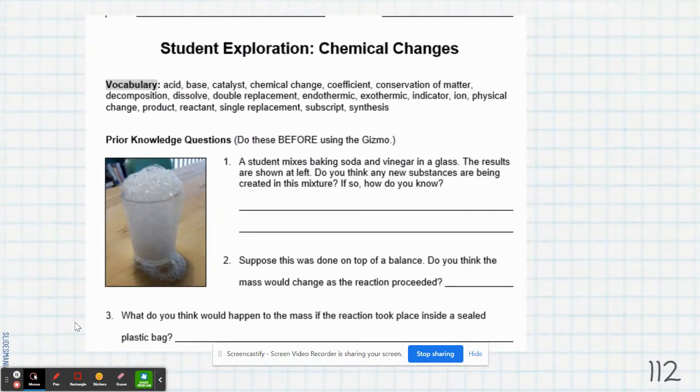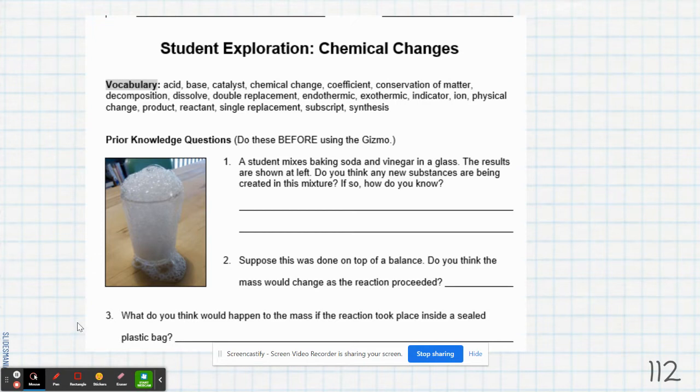If you were absent yesterday, you want to pause this video and go ahead and complete the Gizmo on your own about chemical changes. We're only doing one little part where we are looking at evidence for chemical change, just the first part, one little part of the Gizmo. So again, please pause this video and rejoin.